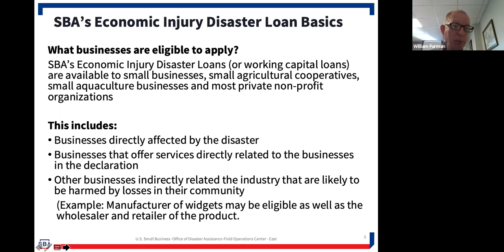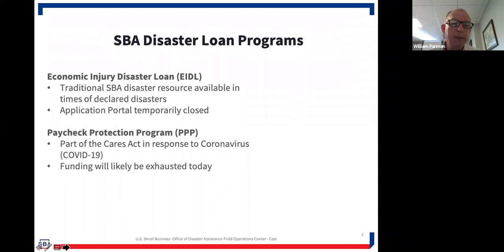So you have the EIDL program that we're going to talk about, and then we have the Paycheck Protection Program, the PPP program, which is part of the CARES Act. This came directly from the CARES Act, part of the stimulus package, to provide funding to businesses, primarily for payroll. We're going to talk about that. Funding will likely be exhausted today. It's really just down to the wire at this point. While we're on this webinar, funding may be exhausted. So I definitely feel like it will happen today.